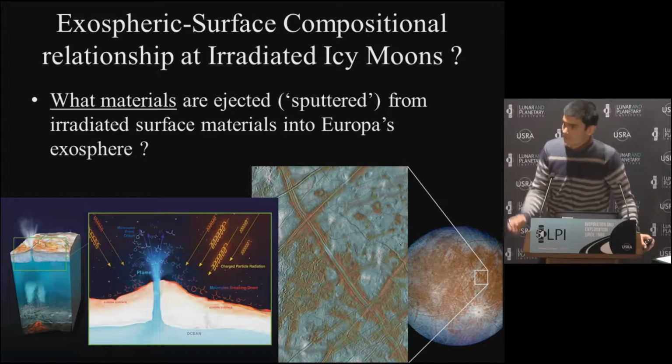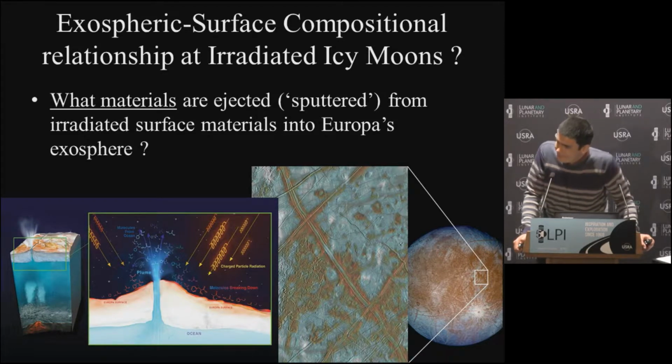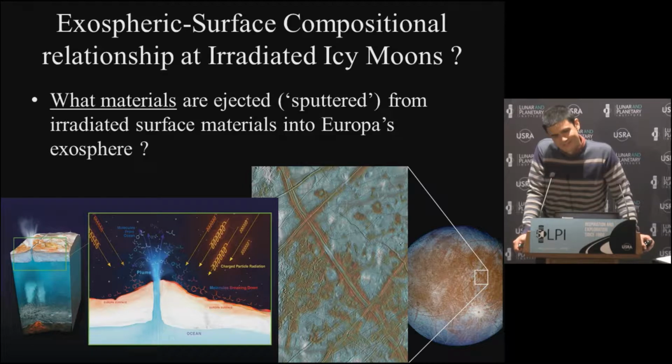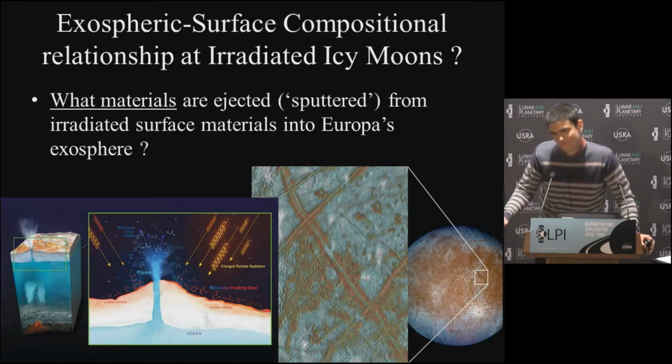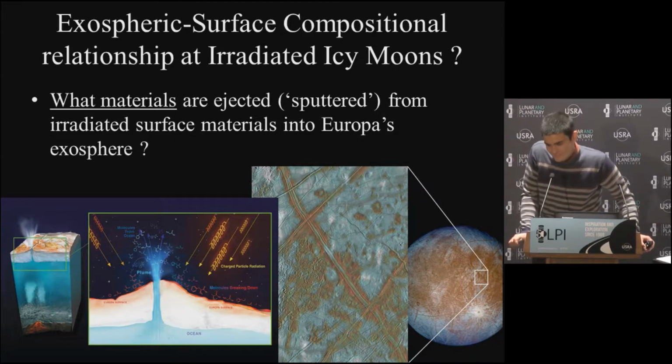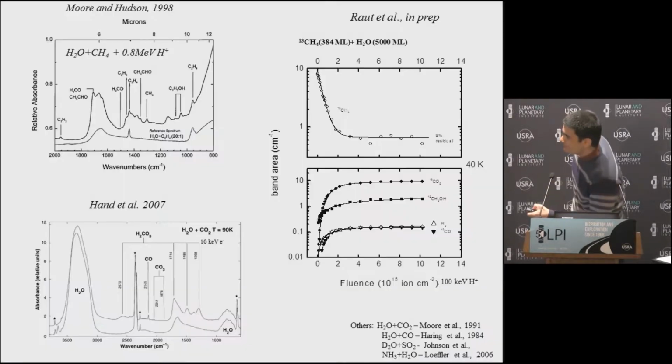So you have sputtering of radiolysis products from the surface. That removes molecules from the surface. It alters the surface composition. That itself feeds back into the radiation chemistry, which then alters the exospheric composition. So there is this equally intimate relationship between the surface and the atmosphere. And that is one problem: the composition of the material ejected from a surface material into the atmosphere has not been nearly sufficiently explored through laboratory experiments. So I'm going to discuss that a little bit here.